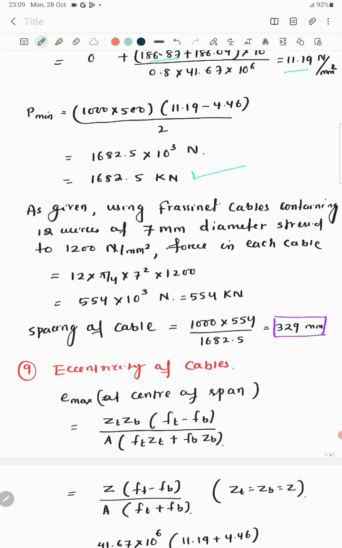And it is given that we have to use Freyssinet cable containing 12 wires of 7 mm diameter stressed at 1200 Newton per mm square. So the total force we can calculate here. The area of each wire is pi by 4 into d square, multiplied with 12 number of wires, and each wire is stressed to 1200 Newton per mm square. So the total force is equal to 554 kilonewton. So from here we can find out the spacing of cable for 1 meter. So 1000 divided by, minimum pre-stressing force is 1682.5 divided by 554, which is equal to 329 mm.